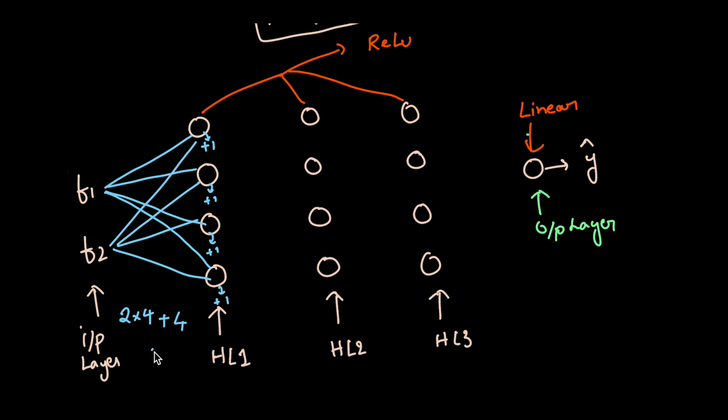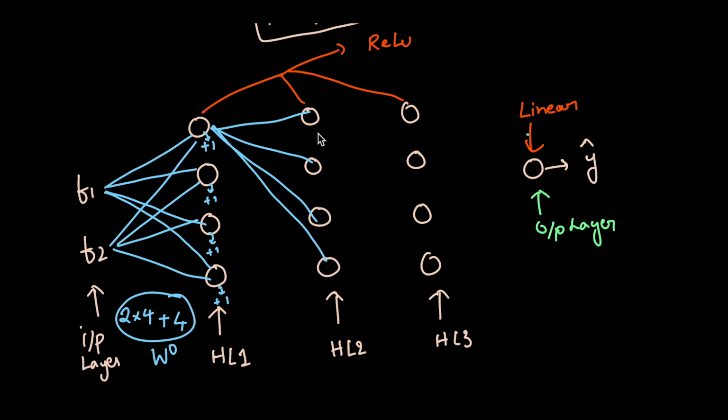So in total in W0 we'll have this many weights, and similarly in W1, the output that we get from this neuron will be connected to all the other neurons in hidden layer 2, and similarly over here, and similarly over here, and also over here.